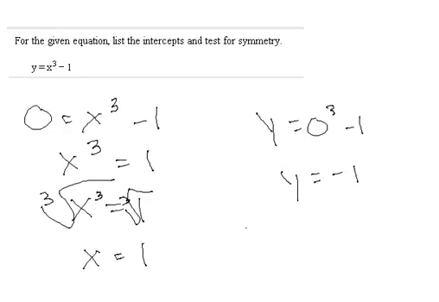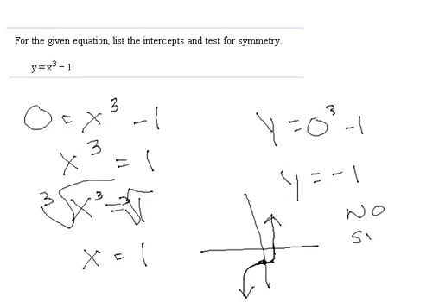Now if you look at the graph of this equation, you can type it into your calculator, you can think about it for a second. It crosses the y-axis at negative 1, and it crosses the x-axis at 1. So it kind of looks something like this. So right away you should be able to see that we have no symmetry. There's no symmetry across the x, the y, or the origin.